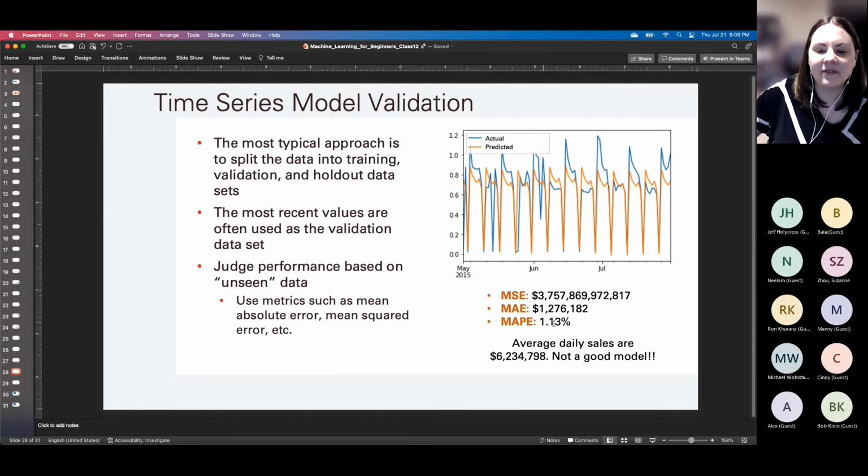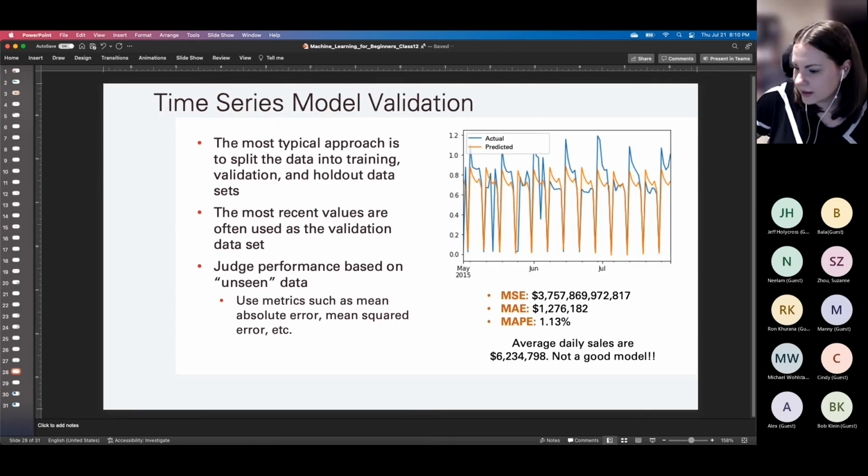Mean absolute percentage error looks a little bit different, a little bit better than that. But in general, there is no good or bad. You're usually comparing multiple models against one another. And then when something's really bad, it's usually pretty apparent. Like in this case, we're missing by a very large percentage of our average sales. So that's something to keep in mind.